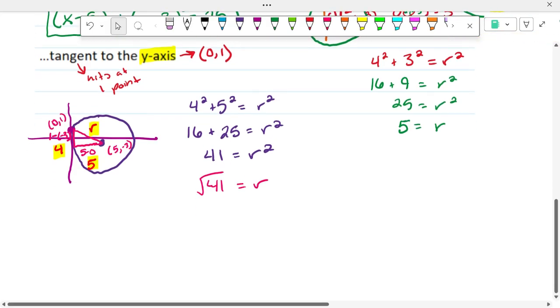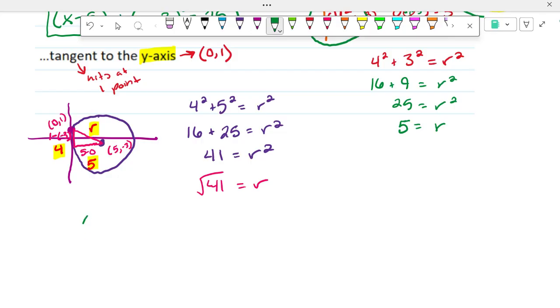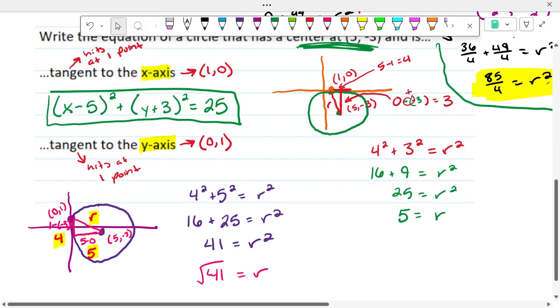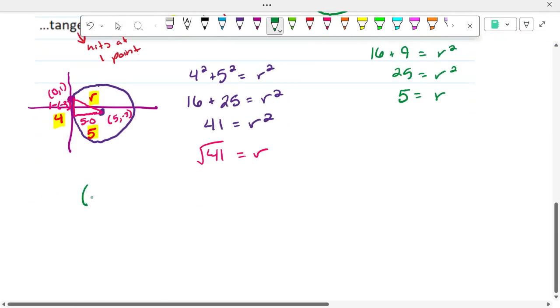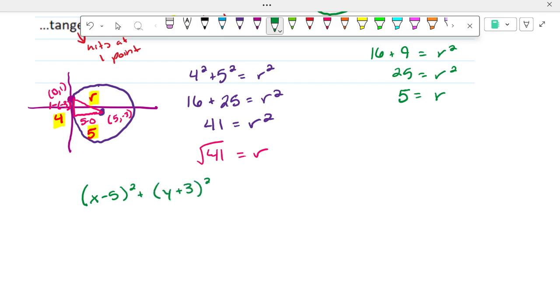So what would my equation be? So the center is still 5, negative 3. So in reality, the first part of our equation is the same as our previous one. So it'd be x minus 5 squared plus y plus 3 squared. And it'd be equal to what? 41, which is r squared.